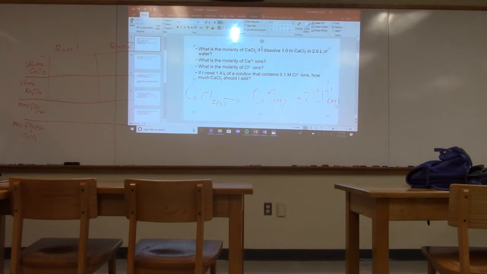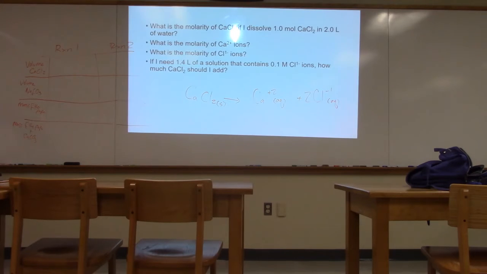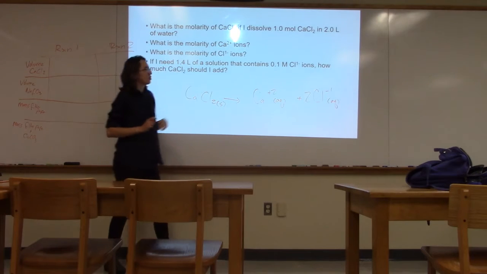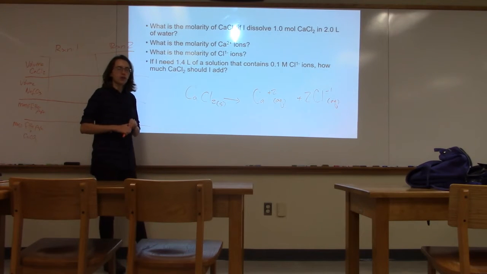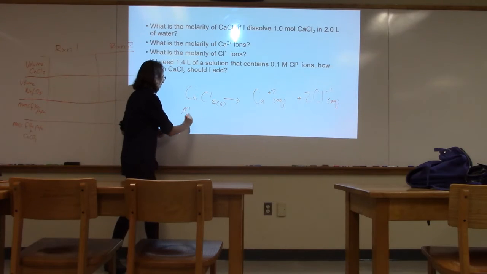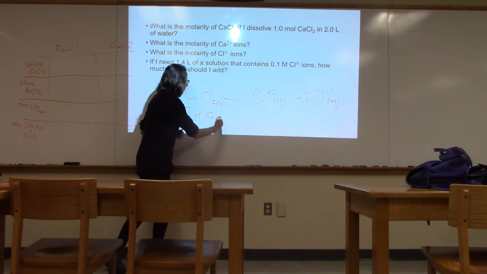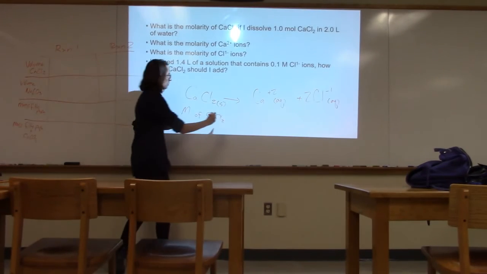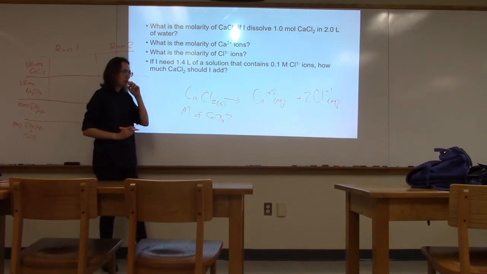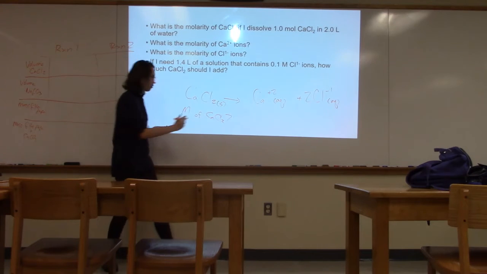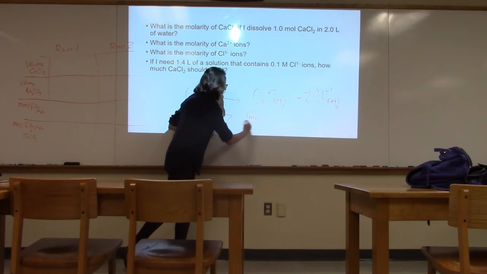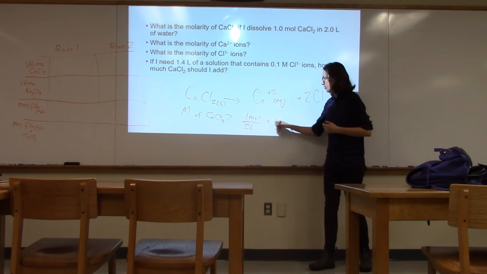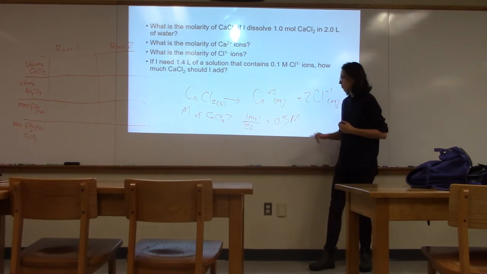Let's say that I have 1 mole of calcium chloride dissolved in 2 liters of water. So what is the molarity of calcium chloride? It's just 1/2, right? 1 mole over 2 liters equals 0.5 capital M for molar.